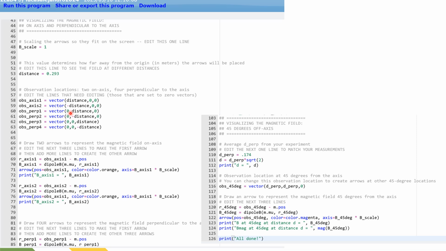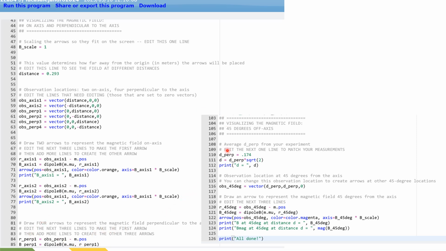Moving into the next part of the code, the distance is calculated to be 0.293. Then all the observation vectors are the X components, Y components, Z components, all opposite of each other. Then we have 2 arrows here, and it's the observation axis minus the position. Then we have 4 arrows, R perp, and this process was repeated for 4 arrows.